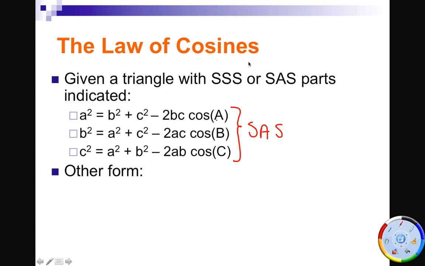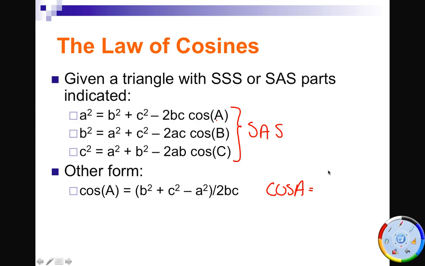There is a second form. This is for the SSS version. Since you're having SSS, you're looking for an angle, which means I need to solve for cosine of a right here. So I would subtract b squared and c squared and divide by negative 2bc. And I would get this particular version right here. If you want to write this a little bit differently, you would say cosine of a is equal to b squared plus c squared minus a squared all over 2bc. That's if you want to write it in fraction form rather than with the divide sign.